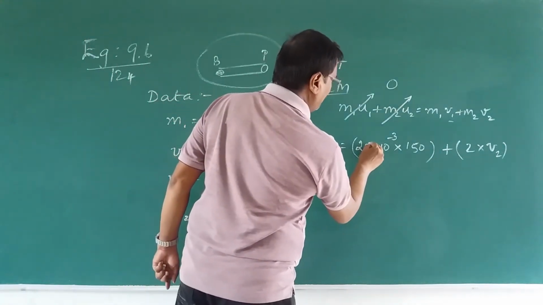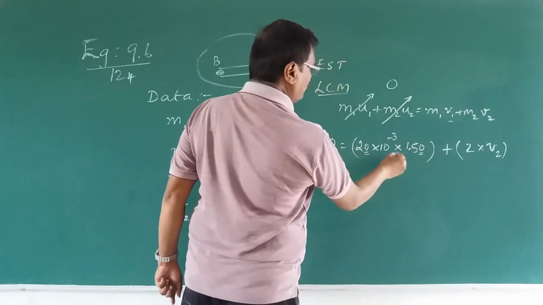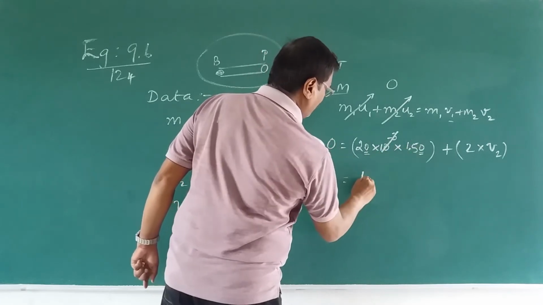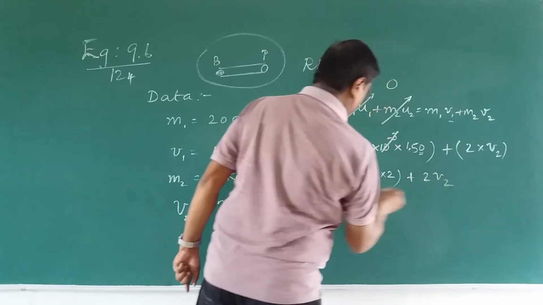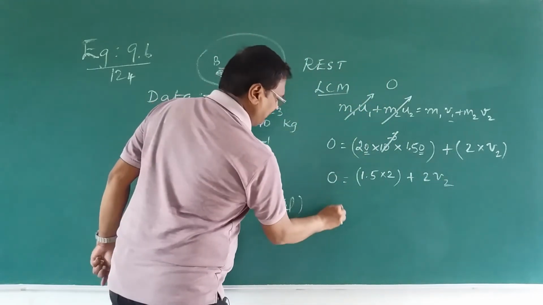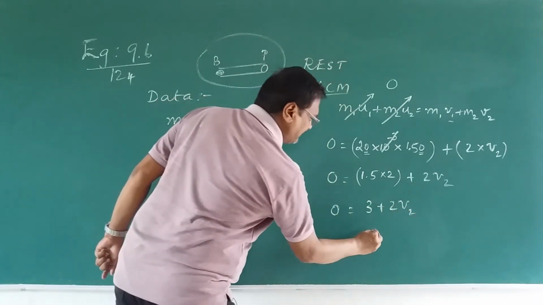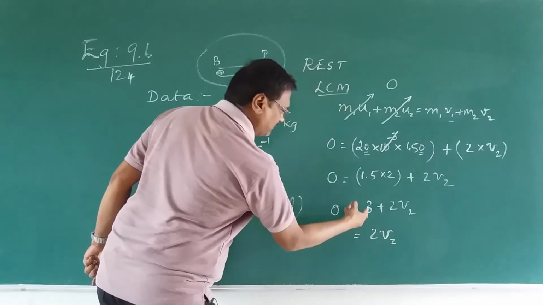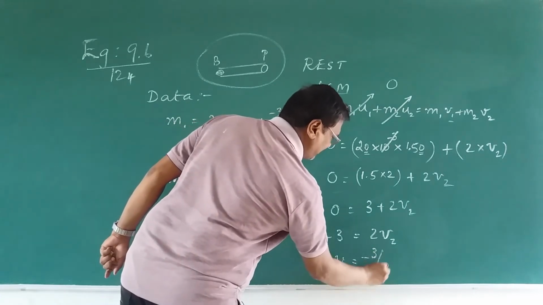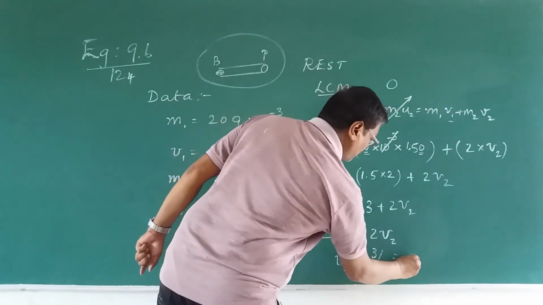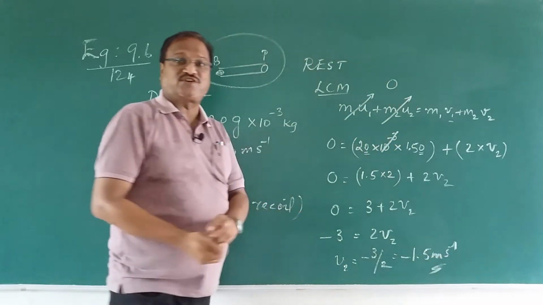Now let us solve this. If I keep it 1.5, 3 zeros will be there. This will get cut. And I got 1.5 multiplied by 2 plus 2V2 is equal to 0. That is 0 is equal to 3 plus 2V2. Or I can say 2V2 is equal to minus 3. Or V2 is equal to minus 3 divided by 2, that is equal to minus 1.5 meter per second. So this is the answer.